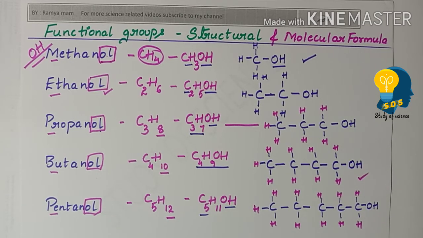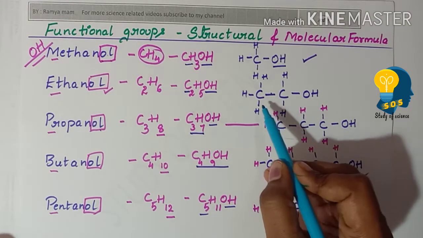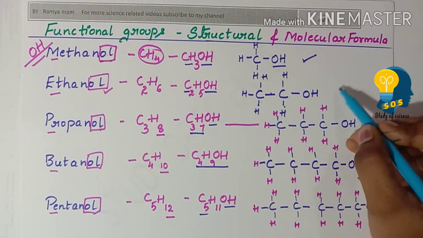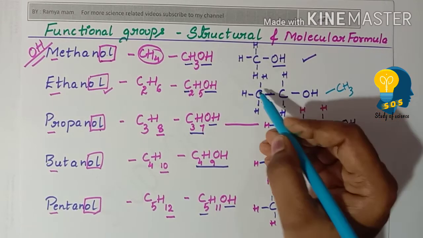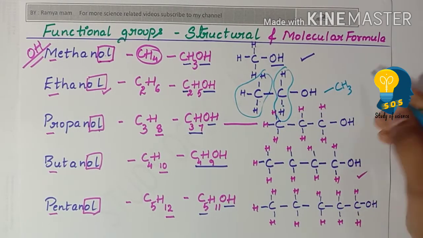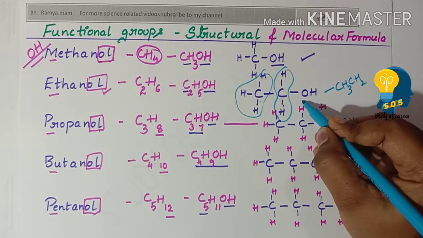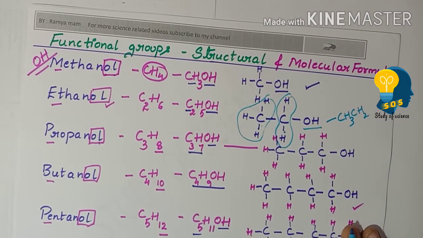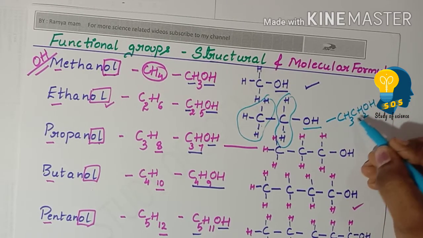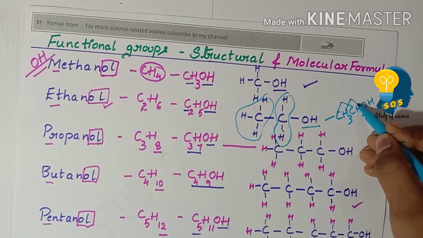Okay, so for example, if in the examination they ask you to write the molecular formula by giving the structural formula, very easy children, just look at the structure. If you look at the structure, you can find that here it is CH3 and here it is CH2. Never disturb the functional group, write it as it is. CH3, CH2OH.